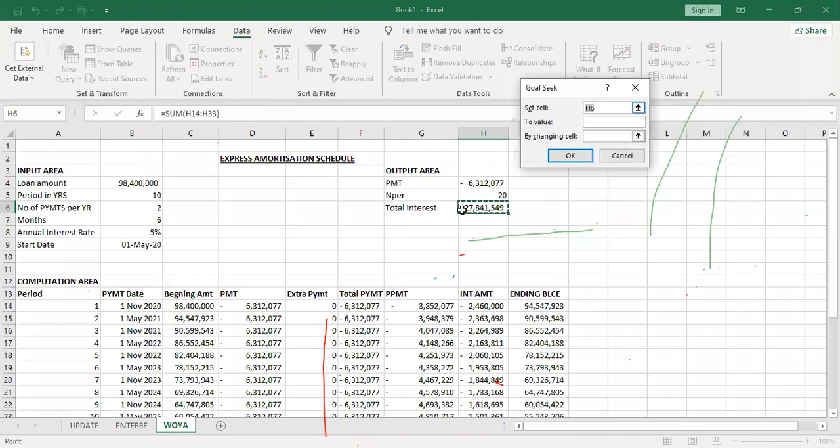Set cell, the total interest cell is highlighted. Go and click where there is total value and type the amount given on the question paper: establish what interest rate should be charged if the government of Uganda desires to pay total interest not exceeding 94,403,300. So set cell, the total interest, is related to value, open brackets, type 94,404,300, and then close the bracket.